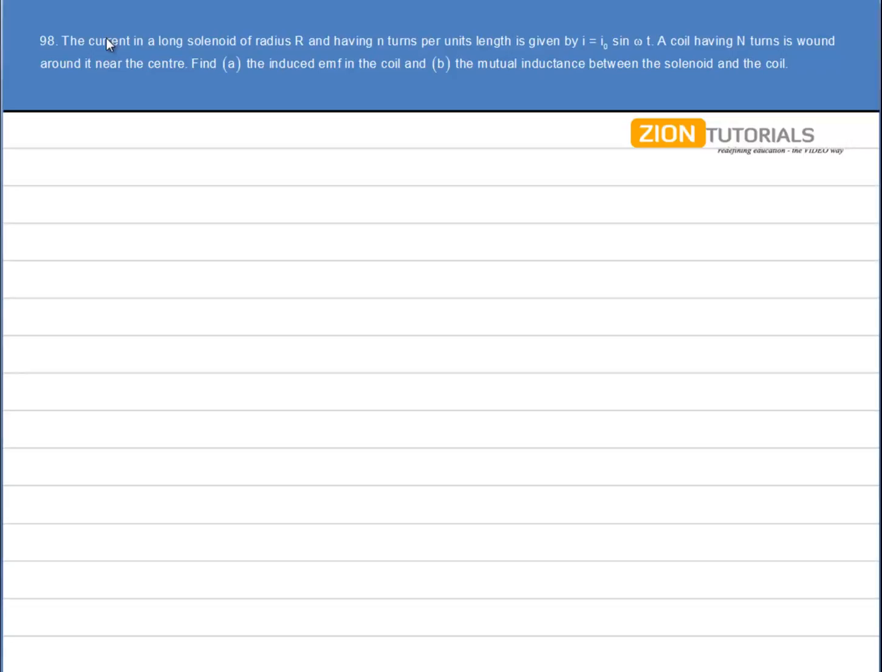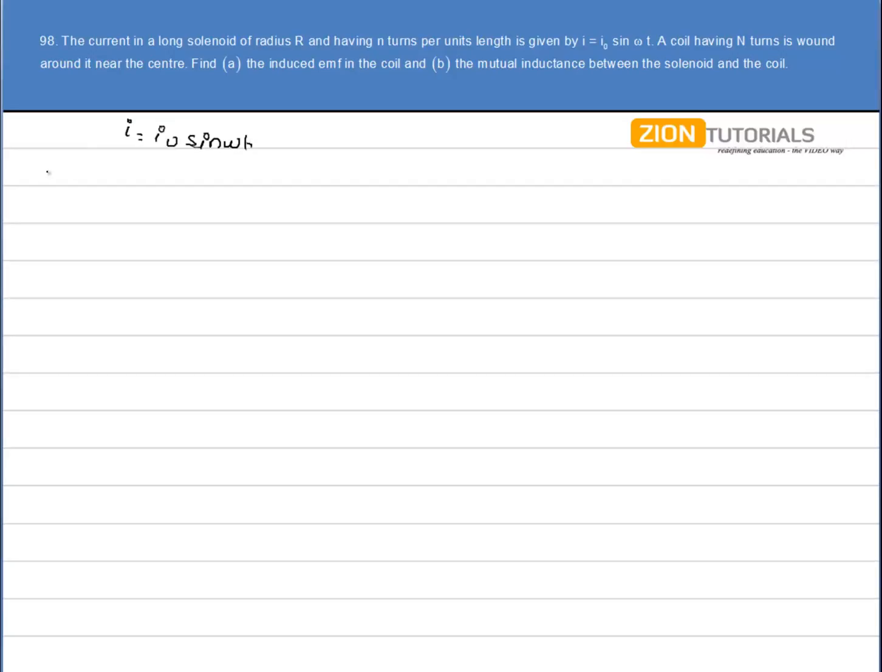A current in a long solenoid of radius r and having n turns per unit length is given by I = I naught sine omega t. A coil having N turns is wound around it near the center. We have to calculate the induced EMF in the first part, and in the second part the mutual inductance.